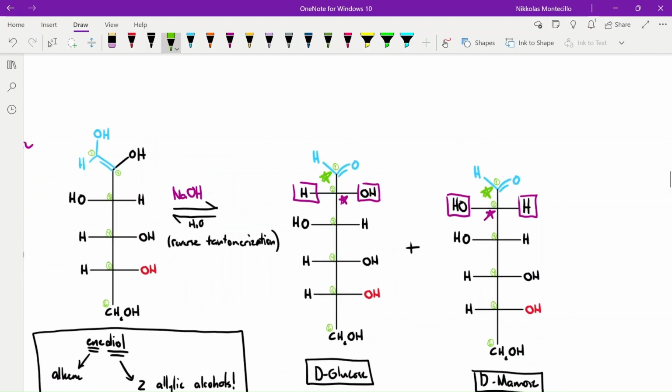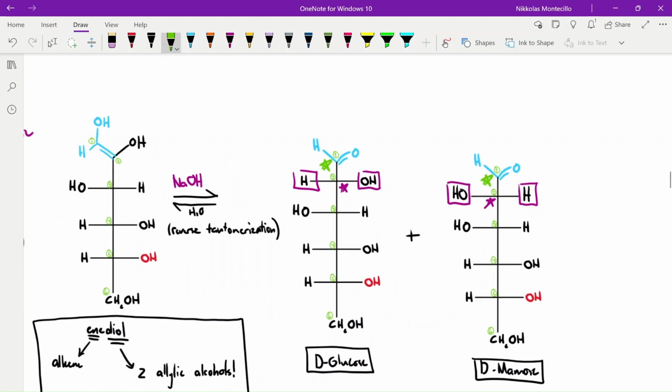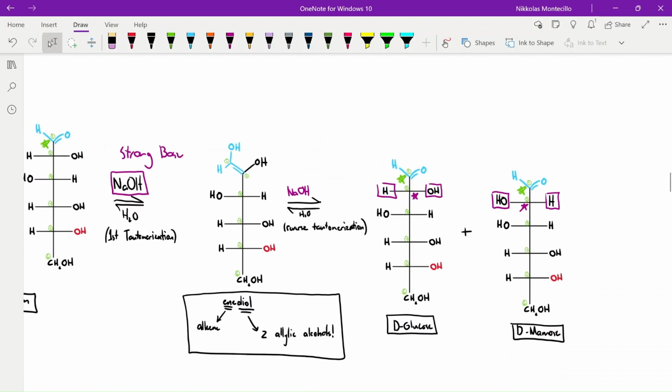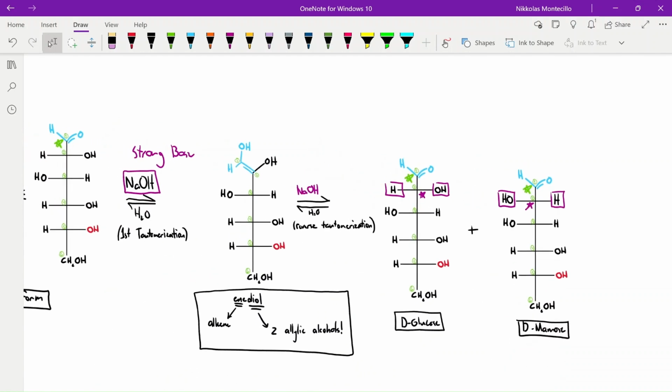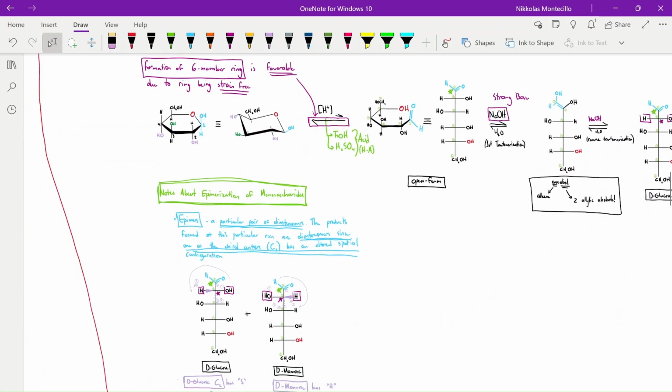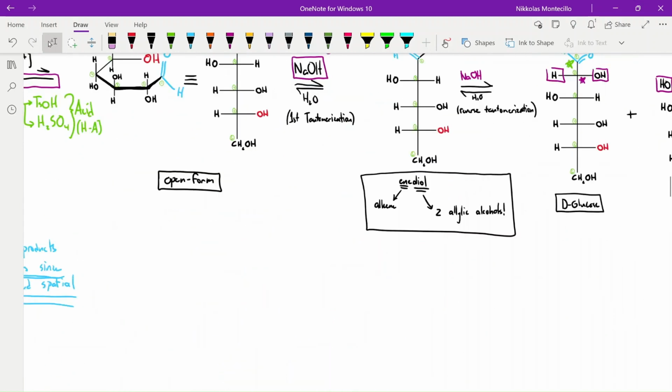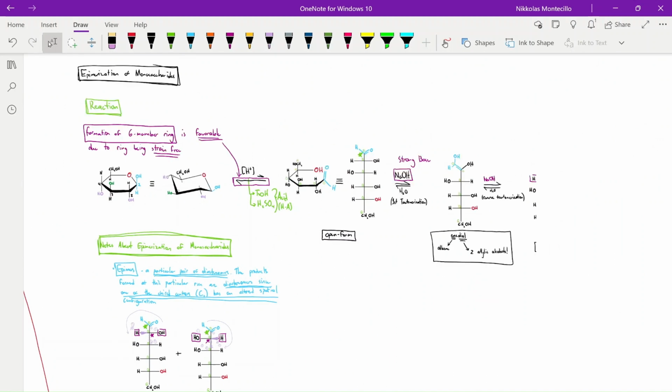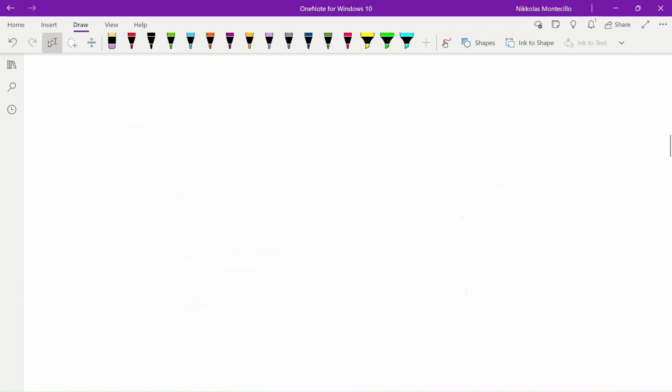sorry, I made a mistake. For these two, the way that light rotates doesn't change, given that the configuration of the chiral center is still the same for D-mannose and D-glucose. However, we can see that these are still stereoisomers nonetheless, because the configuration at carbon 2 is different. Or the configuration of the chiral center for D-glucose and D-mannose are different. Okay.